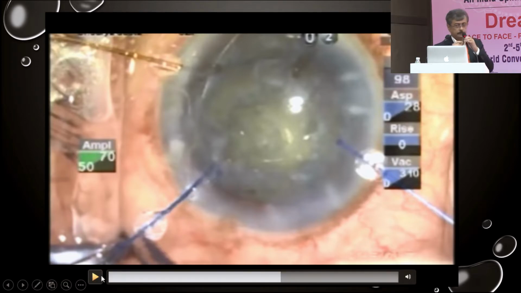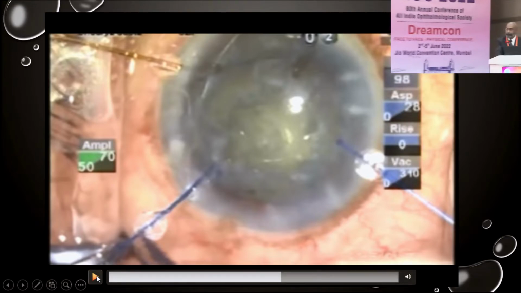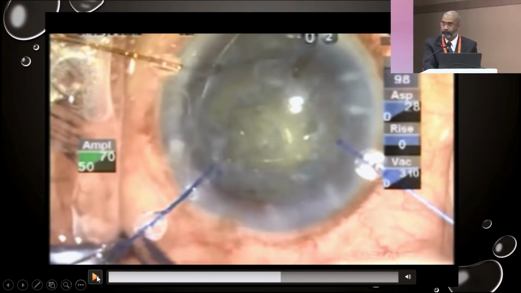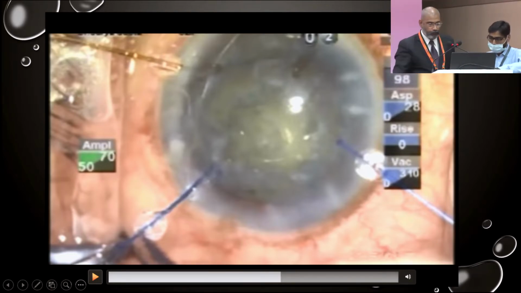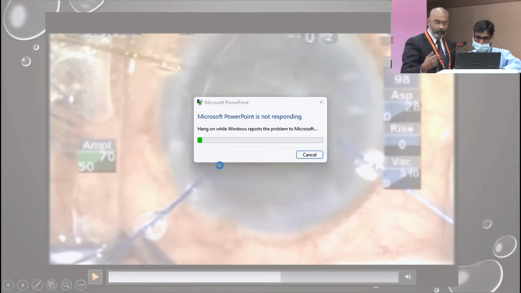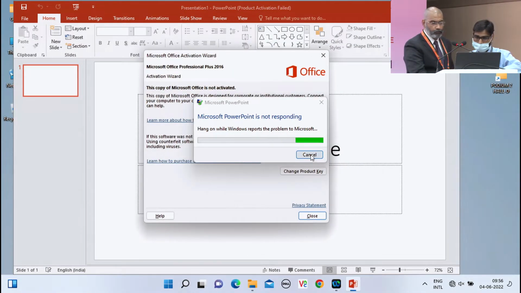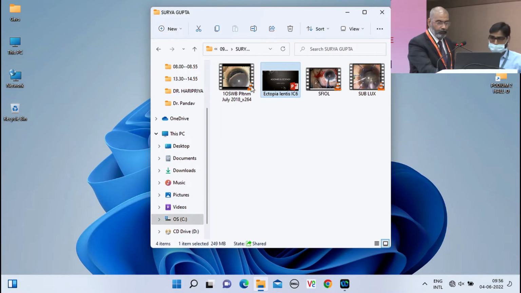There's something wrong with this. It's not working. It's better to escape and get out. It has hung. Actually, this is hanged. Leave it. I'll play the video separately. There are 3 videos.